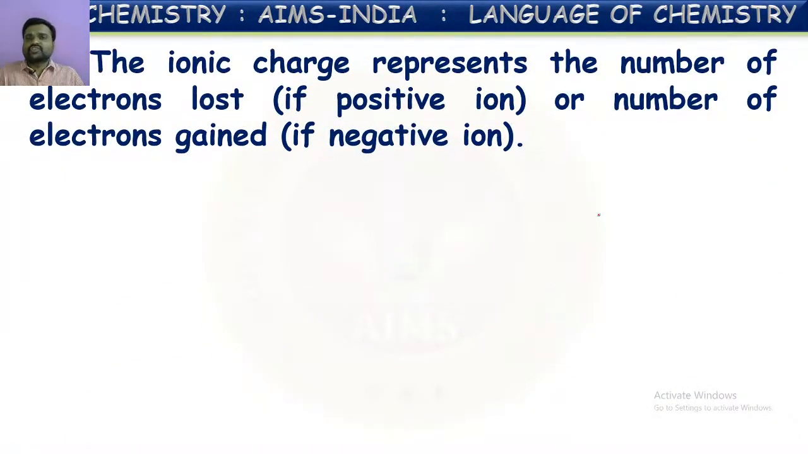The ionic charge represents the number of electrons lost or the number of electrons gained by the atoms. So, if an ion is represented with a certain positive charge, that positive charge represents the number of electrons lost by that atom. If an ion has a certain quantity of negative charge, that quantity of negative charge represents the number of electrons gained by that atom.